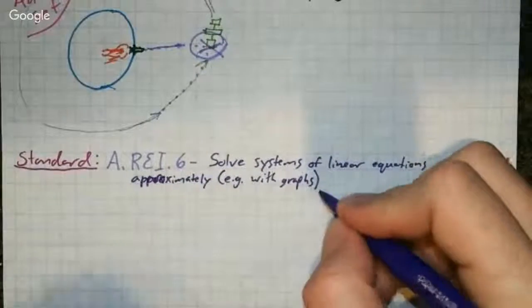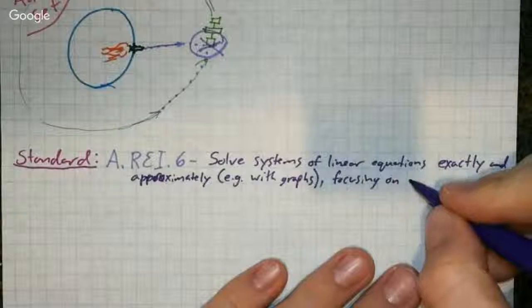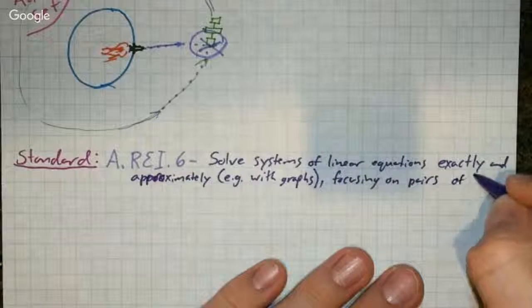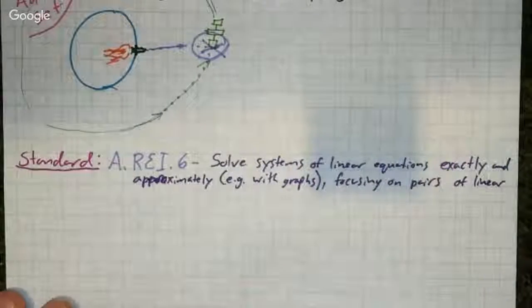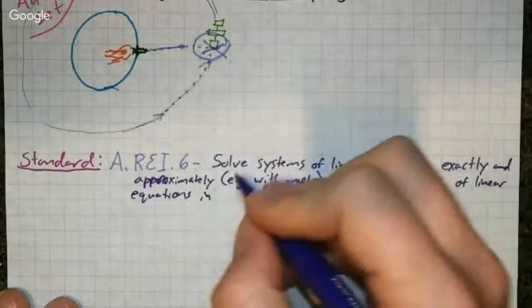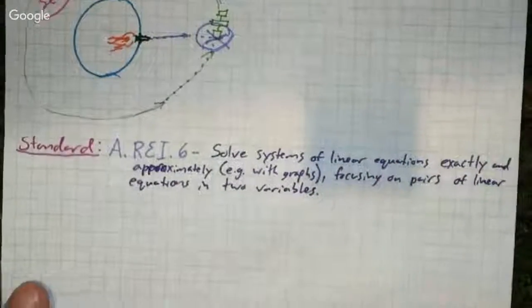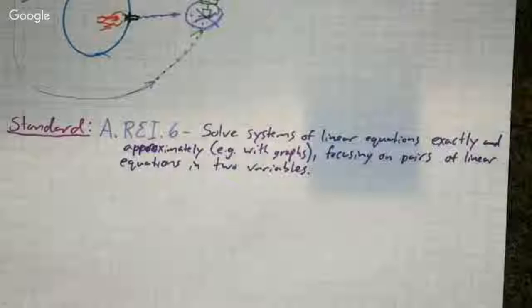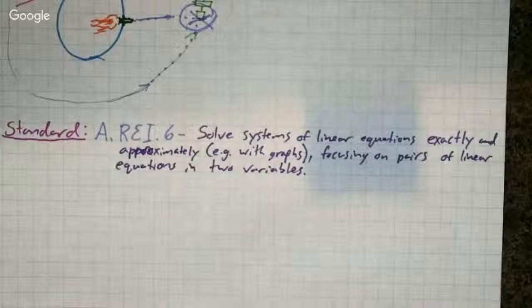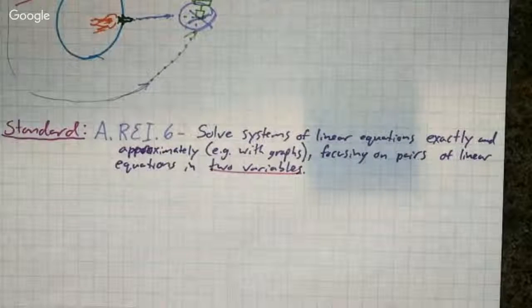With graphs, focusing on pairs of linear equations in two variables. Okay, so that's our standard we're going to be working with today. We are going to solve systems of linear equations exactly and approximately, focusing on pairs of linear equations in two variables. Remember, two variables means we're going to have an x and we're going to have a y.